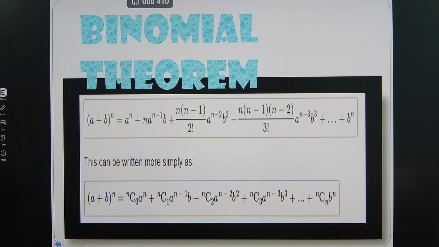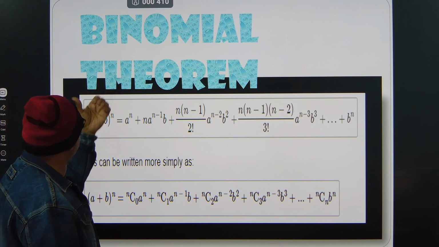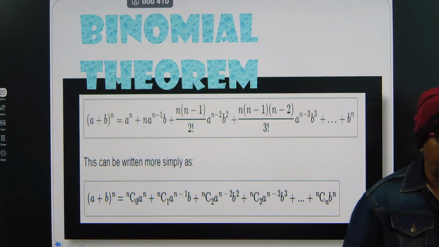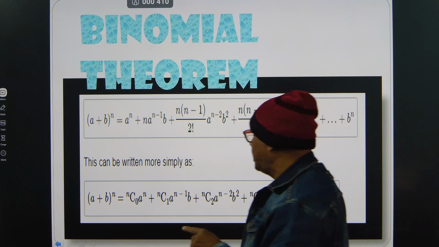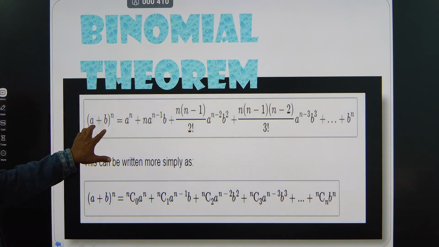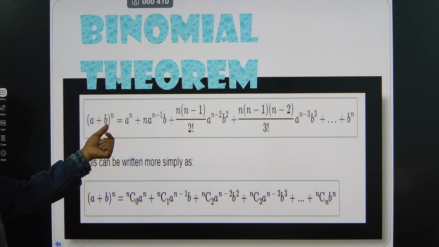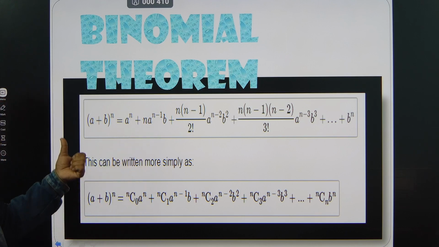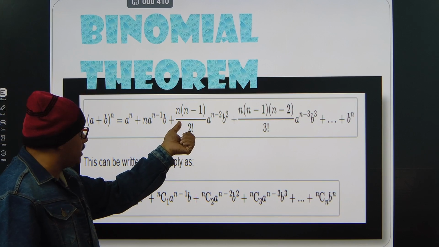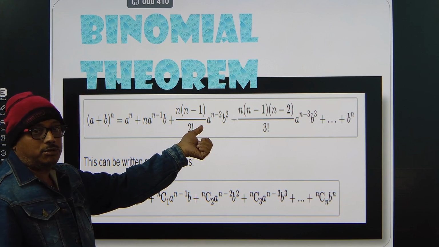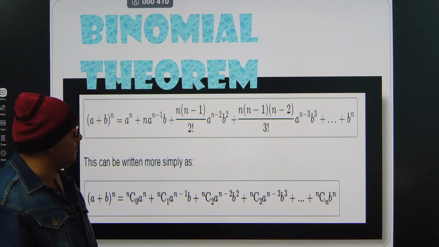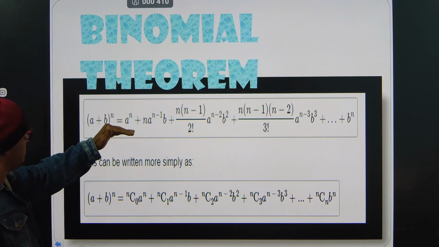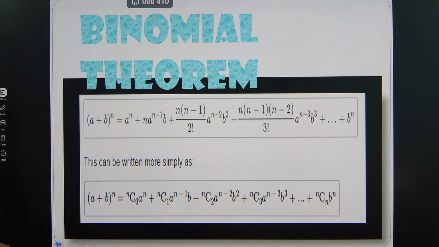The factorial and the binomial theorem are different: factorial value is multiplication, but the binomial concept is the power of binomial terms. The binomial expansion of a plus b to the power n is a to the power n plus n times a to the power n minus 1 times b plus n times n minus 1 divided by 2 factorial, times a to the power n minus 2 times b to the power 2. This pattern continues up to b to the power n. But this can be replaced by the combination formula.